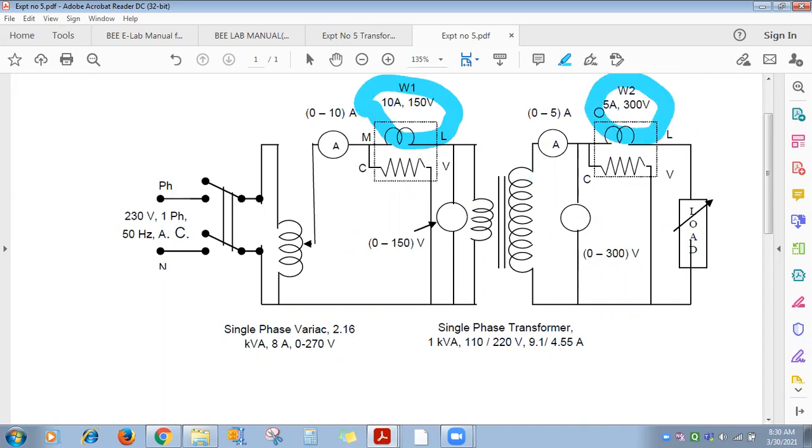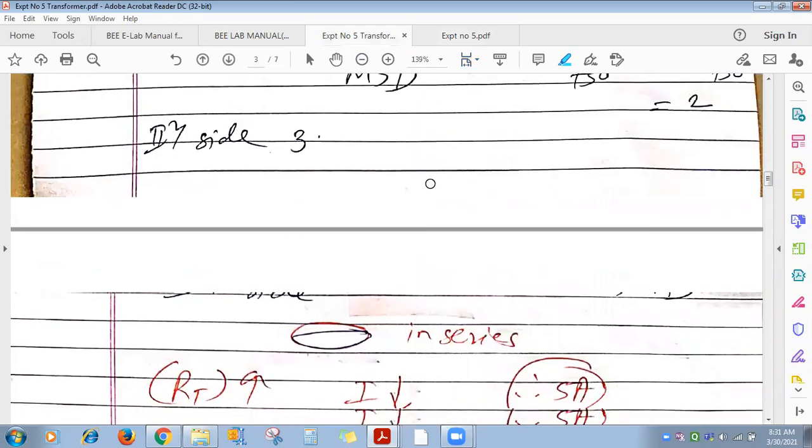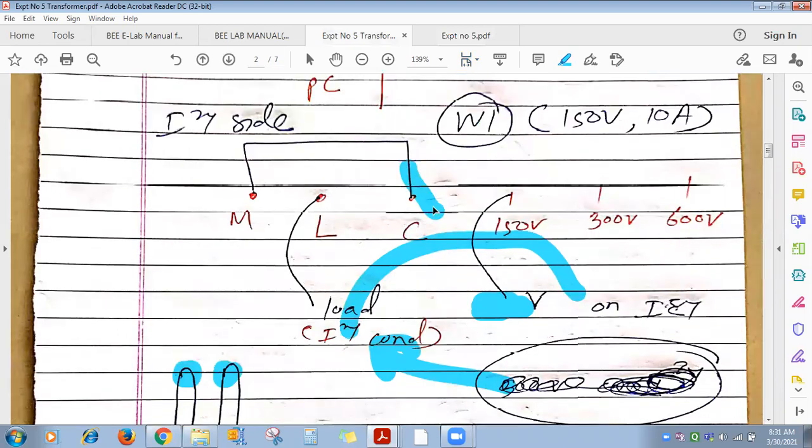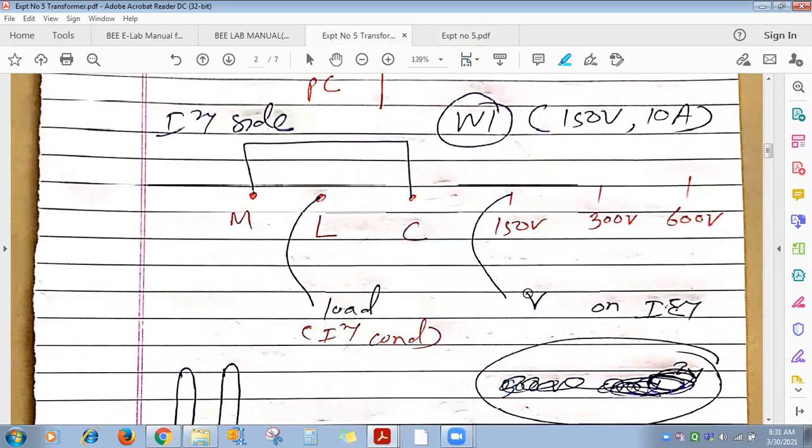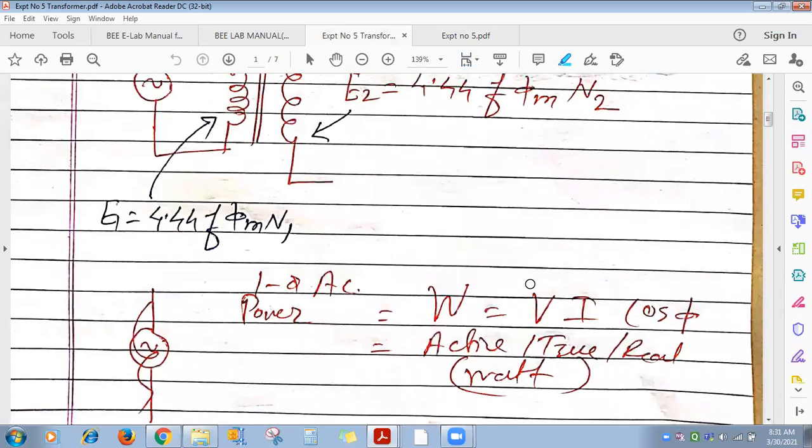Once you get W1, W2 specifications, then V range into I range into cos phi divided by maximum scale deflection will be the multiplying factor. So for both the wattmeters we are getting the multiplying factor as 2. Means whatever reading you get, multiply it by 2, and that you write in the observation table. Okay, this is about the wattmeter. Now next we will see how to perform the experiment.